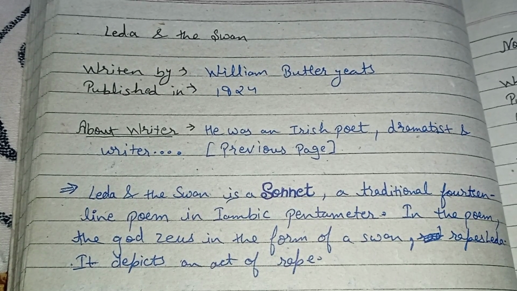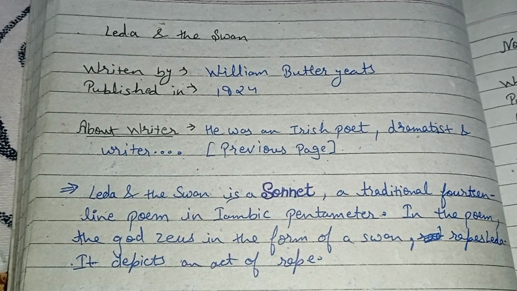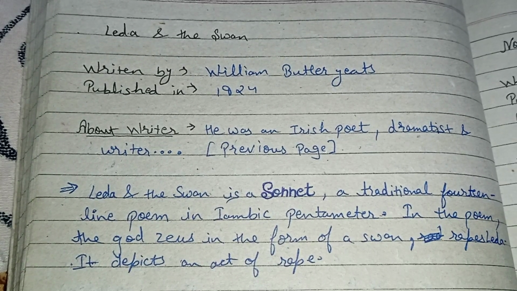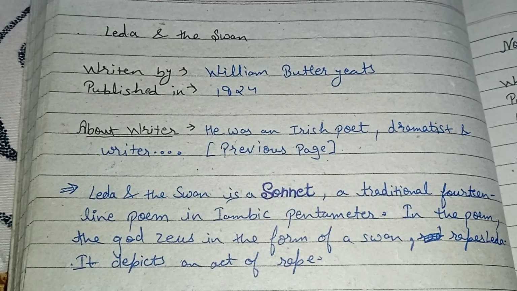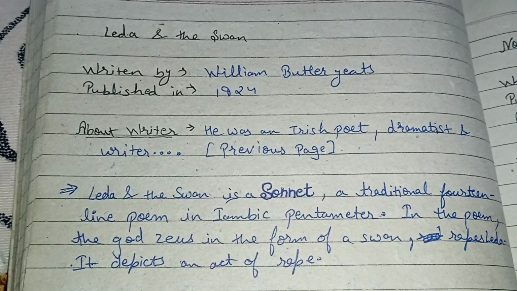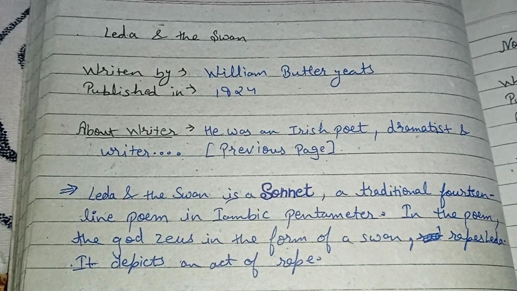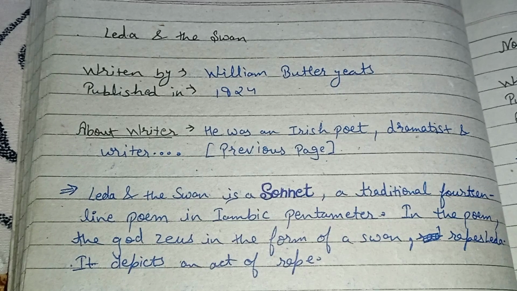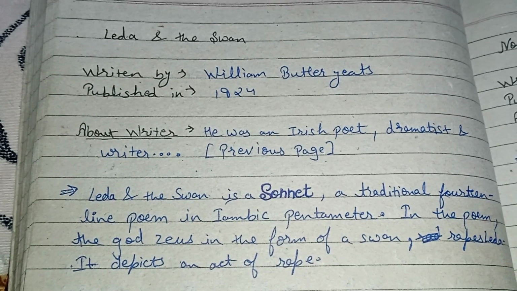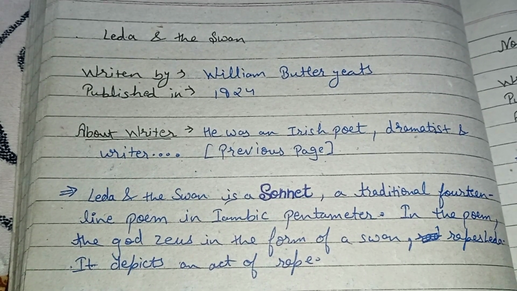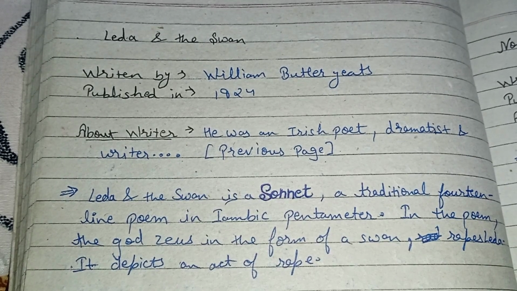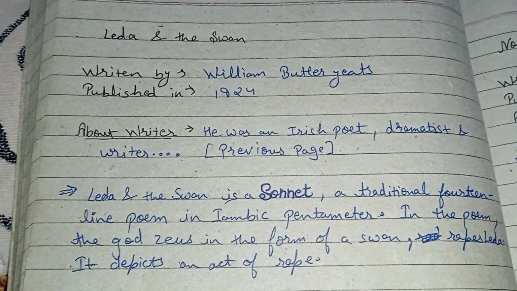In the poem, the god Zeus, in the form of a swan, rapes Leda. It depicts an act of rape. Some of the key themes are rape, violence, seduction, free will, fate, etc. In this poem, W.B. Yeats seeks to demonstrate how one event can have dramatic repercussions throughout human history.